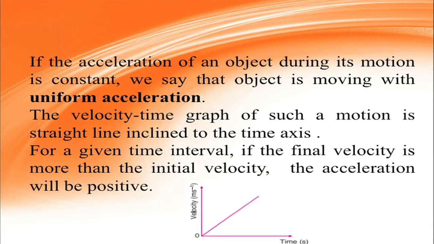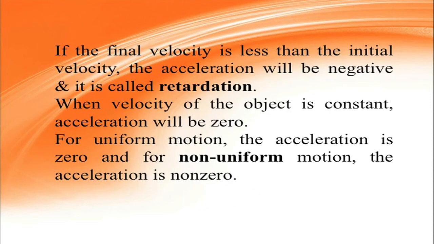If the acceleration of an object during its motion is constant, we say that the object is moving with uniform acceleration, and the velocity-time graph for such a motion is a straight line inclined to the time axis. For the given time interval, if the final velocity is more than the initial velocity, the acceleration is positive, which you can see in this graph. If the final velocity is less than the initial velocity, the acceleration will be negative, and that is called retardation. When the velocity of the object is constant, acceleration will be 0.